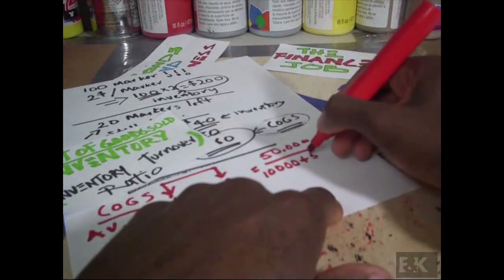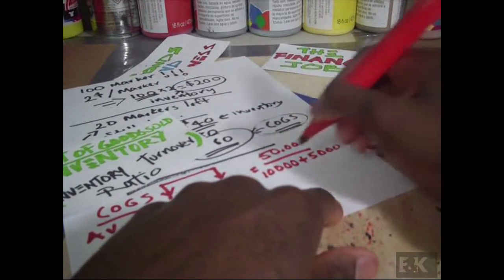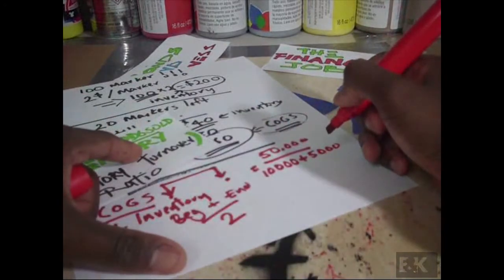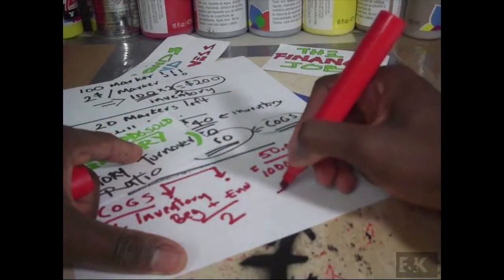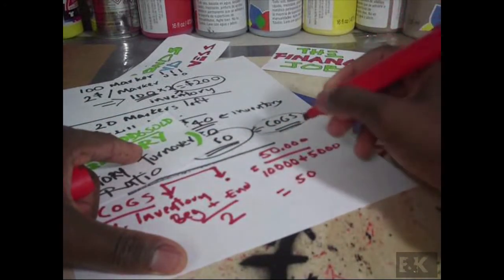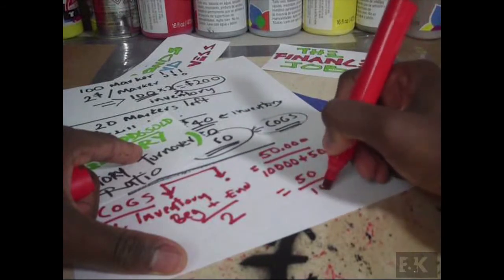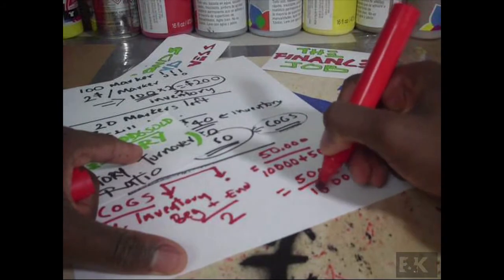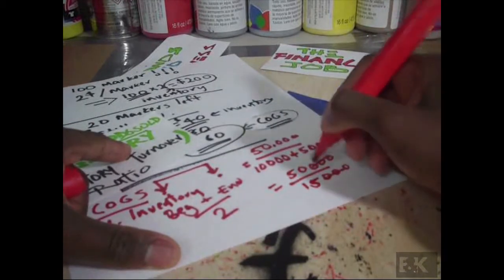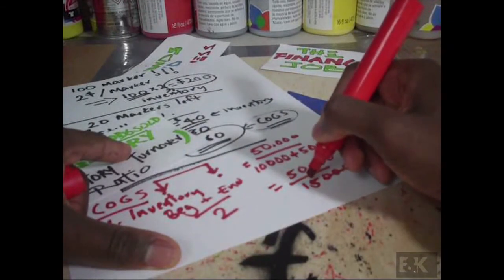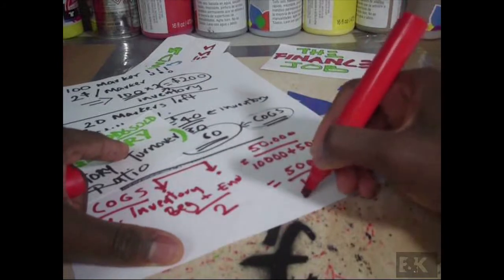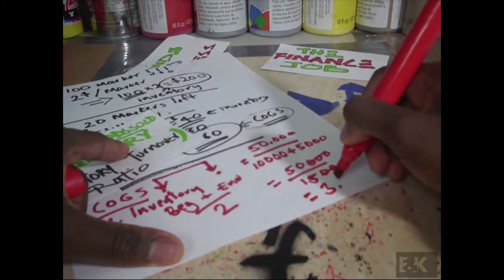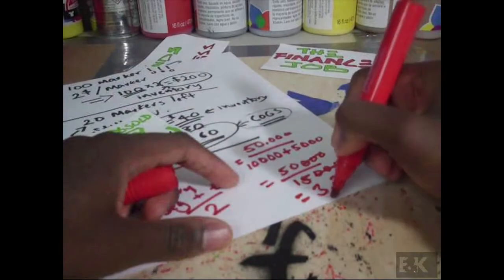Okay, so plus 5,000. Let's say we end up with $5,000 of inventory at the end of the period. So that's going to be 50 over 15. Actually, let's just be complete here, so we take care of all the zeros. This is going to be 15, 3, 45. All right, so it's going to be like 3.3. Yeah, I think that's about right.